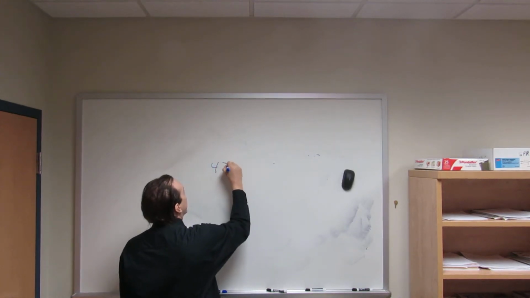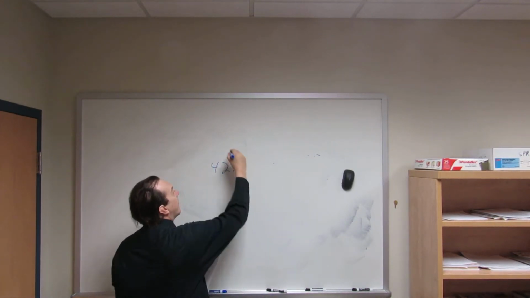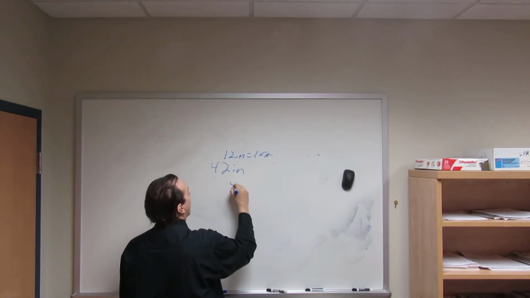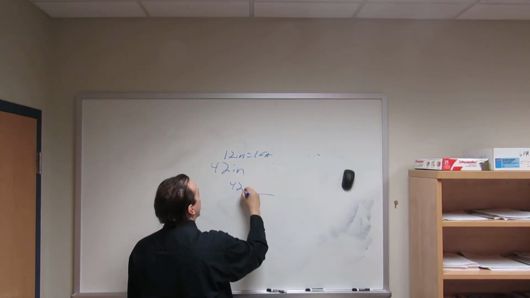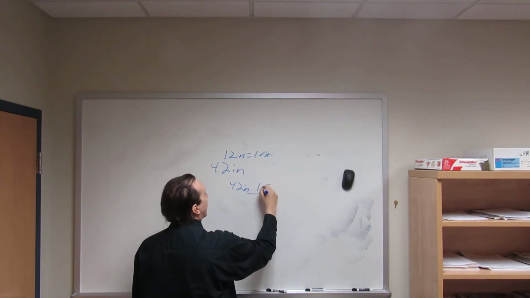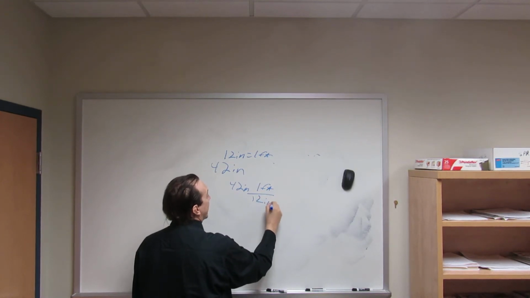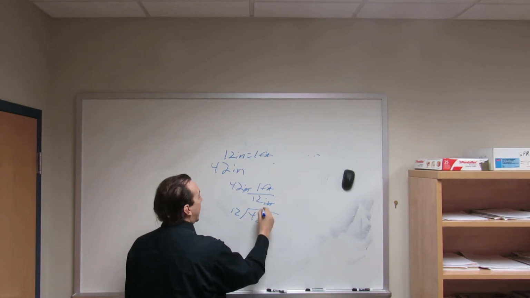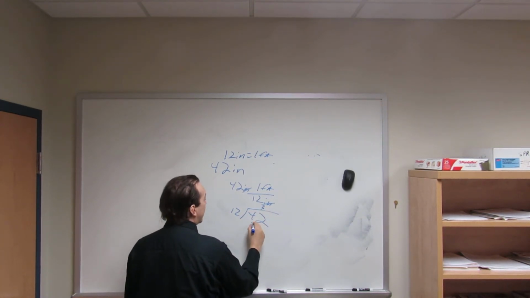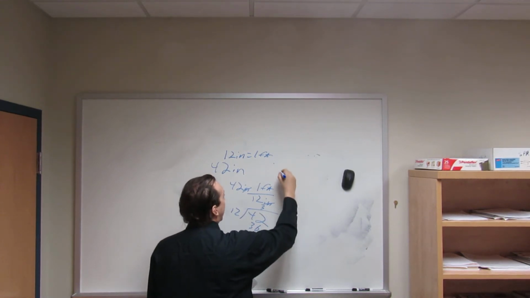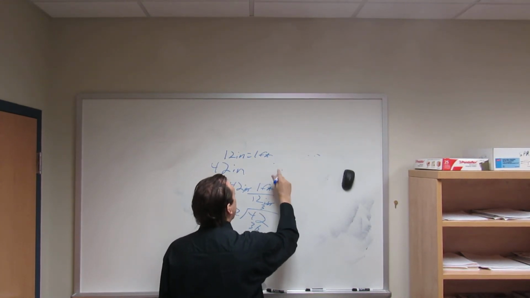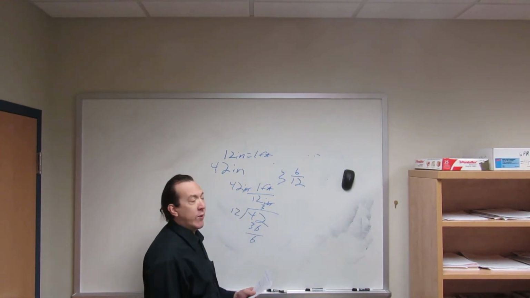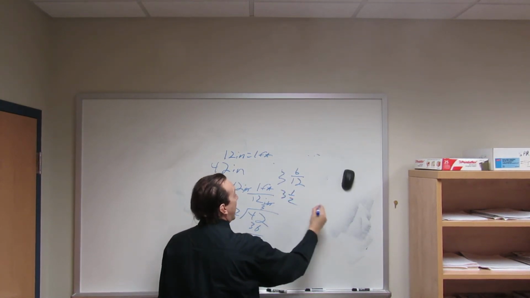Then we have 42 inches. We change that to feet. Remember, 12 inches equals 1 foot. So what we're going to do is 42 inches, and there's 1 foot in 12 inches. Inches cancel. So 12 into 42. It goes 3 times. 3 times 12 is 36. And we get 6 remaining. So 3 and 6 over 12. But 6 over 12 we can simplify, so 3 and 1/2.